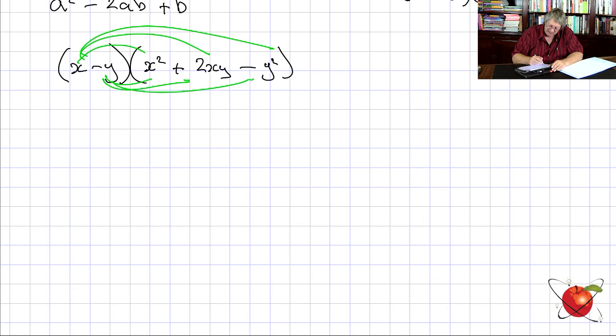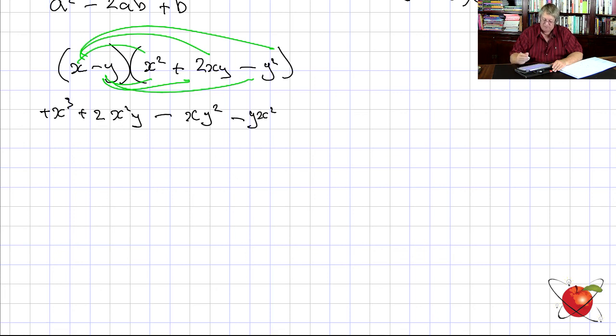What do we do? x times x squared is plus x cubed. Plus times plus is a plus, 1 times 2 is 2, x times x is x squared, and the y stays because there's no y there, okay? And lastly, it's a minus xy squared. Okay, happy with that? Then I go to the next one and I say minus times that is a minus yx squared. Minus times a plus is a minus 2xy squared. I'm multiplying this one and this one now, right?